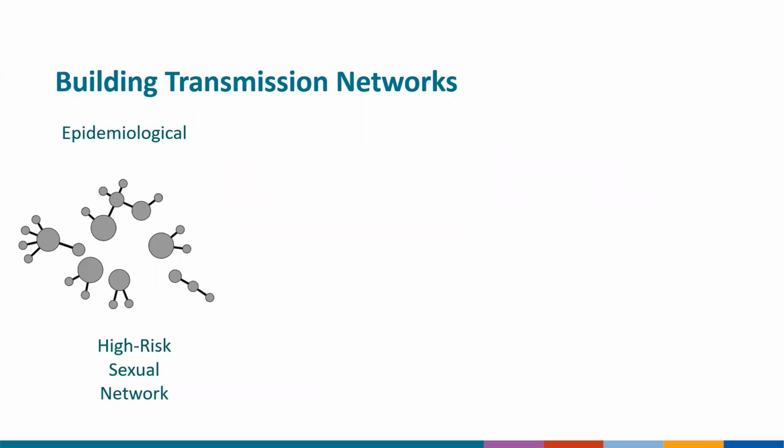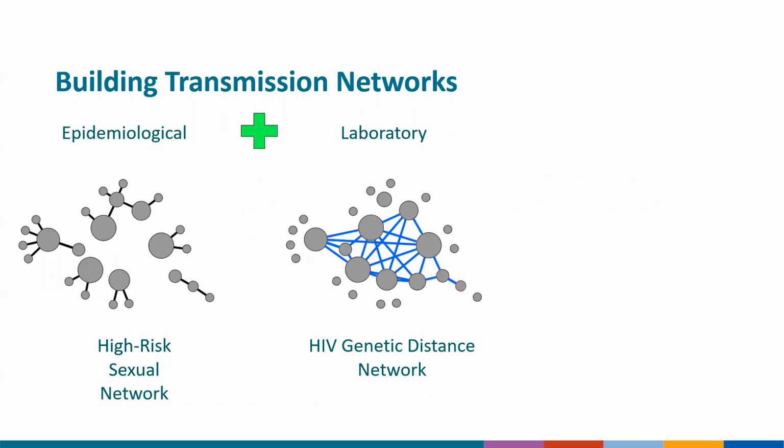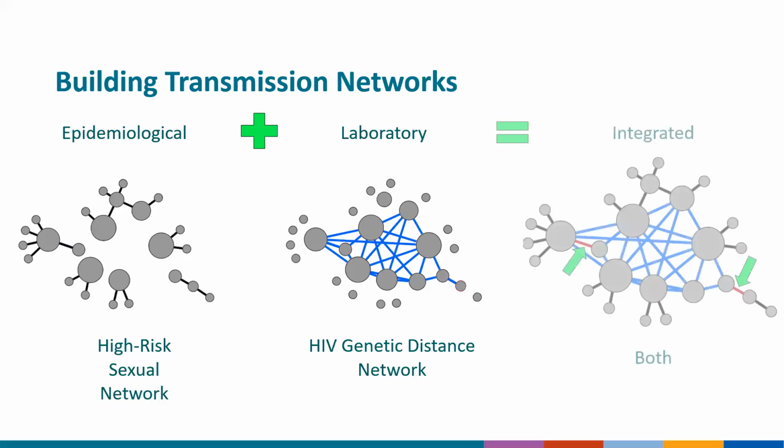So let me show you what that looks like. We can start with what the epidemiologic network looks like. For me, that might be a high-risk sexual network, but in the context of COVID, that just might be contacts for a brief period of time. We integrate that with what the lab data say, or what the genetic information say. And this is really comparing the sequence data that we have available, and then drawing lines between those sequences when they're very closely related to one another.